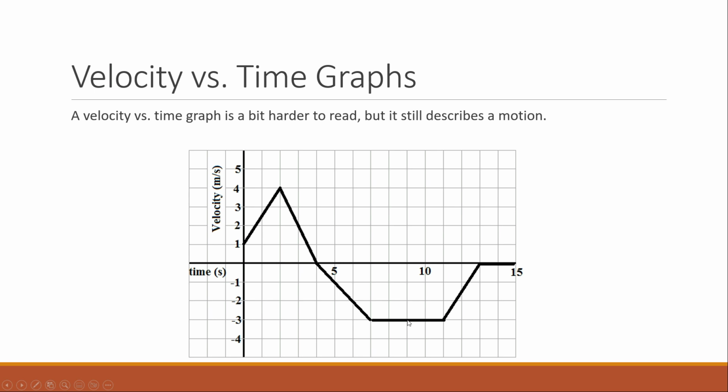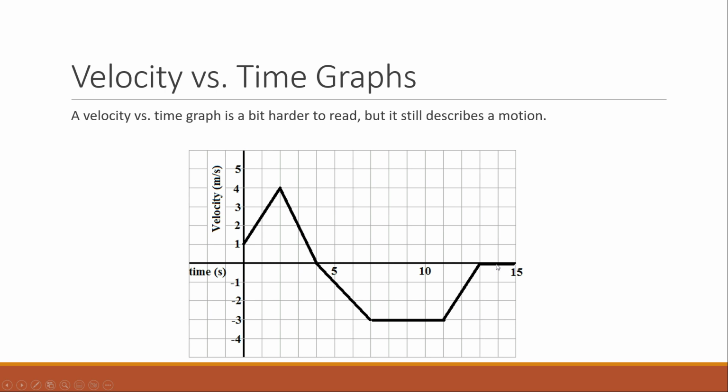Between 7 and 11 seconds, this flat line means my velocity remains unchanged. I'm moving backwards at a constant velocity, and then from 11 to 13 seconds, it goes up to 0. Remember, 0 is coming to a stop, so I'm actually slowing down to a stop, still moving backwards because the velocity is still negative. And then, after 13 seconds, it stays constant at 0.